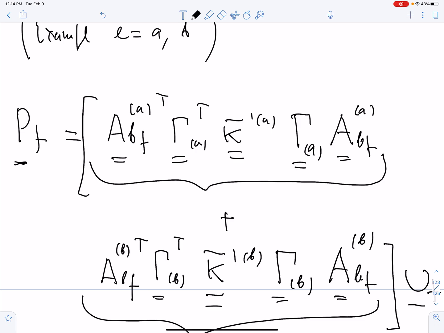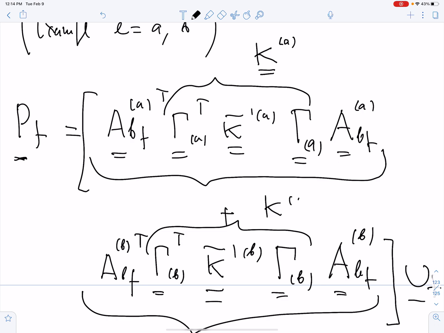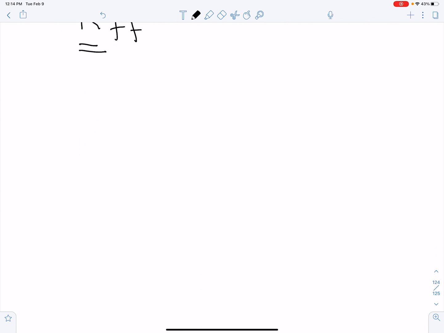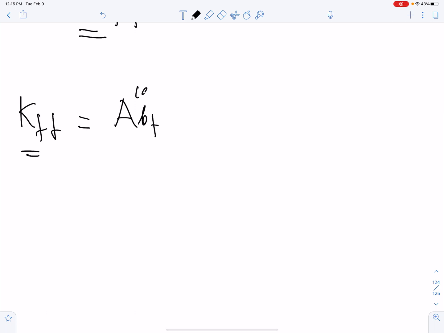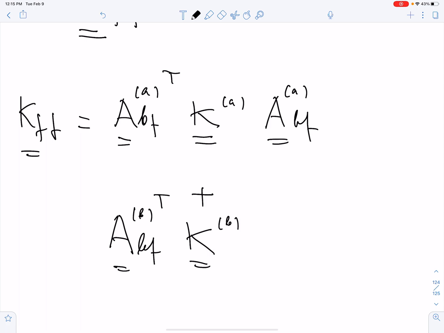What we also recognize here is that this is exactly the stiffness matrix in global coordinates for element A, and this guy is exactly the stiffness matrix in global coordinates for element B. And so KFF equals ABFA transpose, K for element A, ABFA, plus ABFB transpose, K for element B, ABFB, like this.